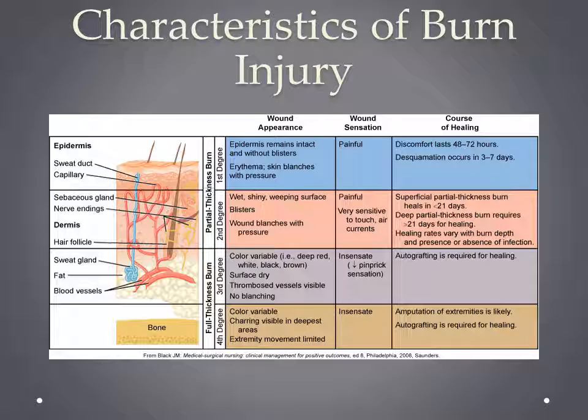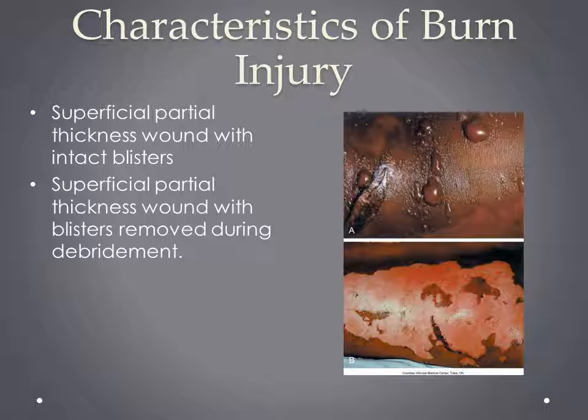This is the new way of categorizing burns. If you notice, you can see the full or partial thickness. You can see the old way that we characterized it, first, second, third, and fourth degree. What does the wound look like? What anatomical parts are involved in the wound? When do you lose sensation? And the course of healing. So this is a very helpful chart. This chart is right out of your book, so make sure you take a look at it.